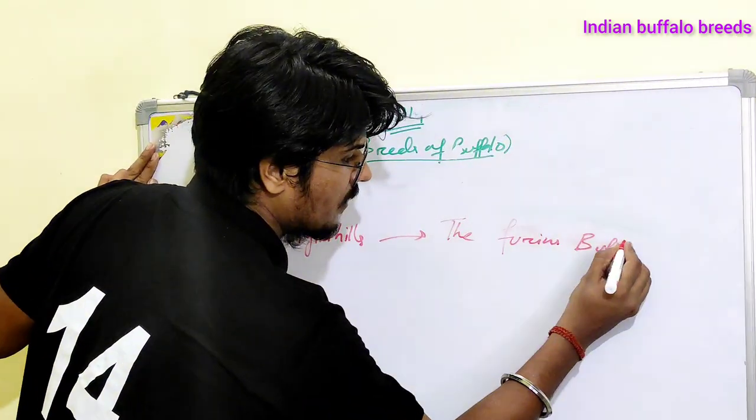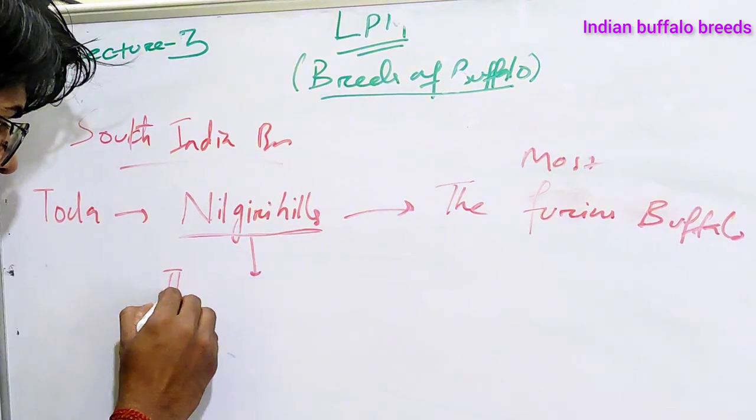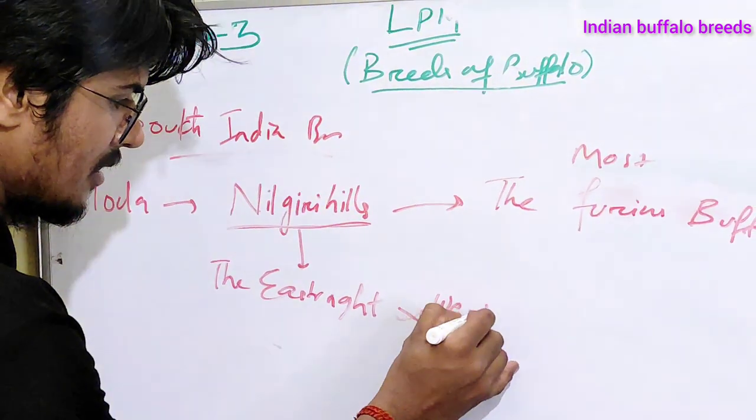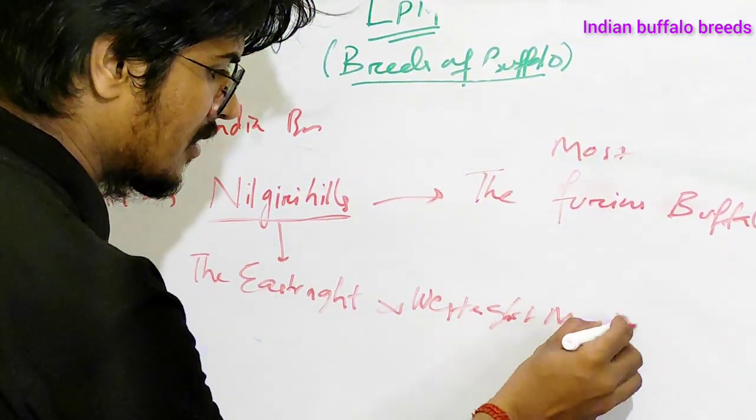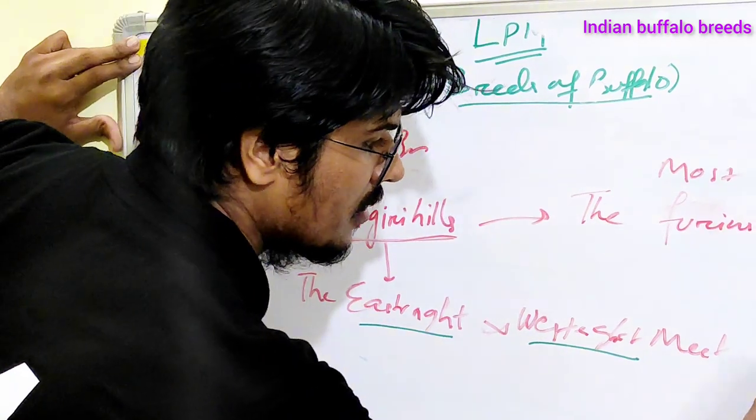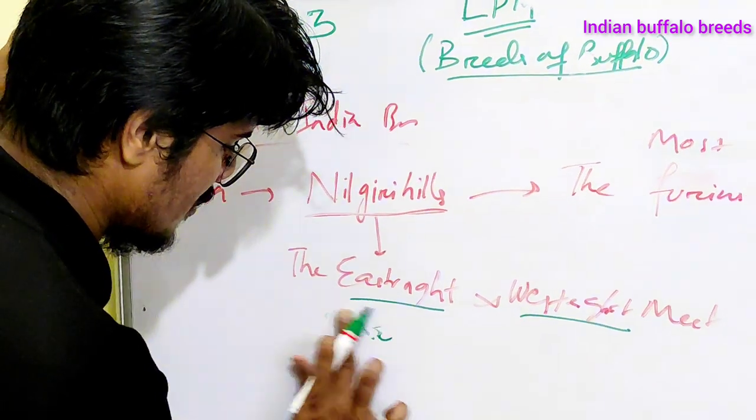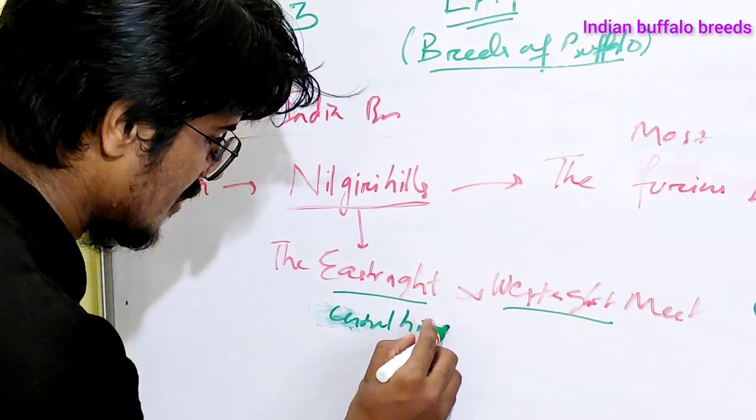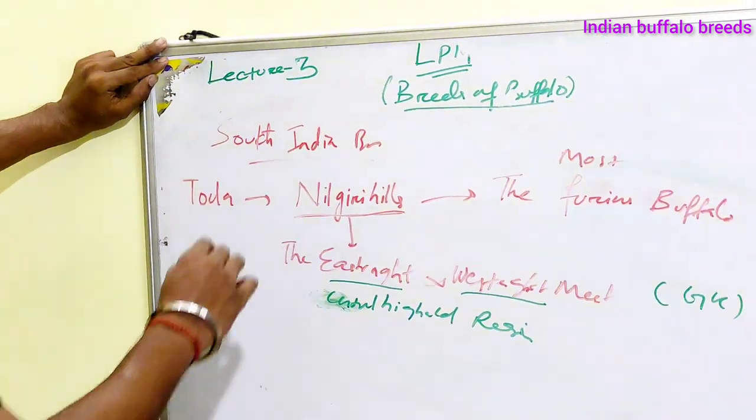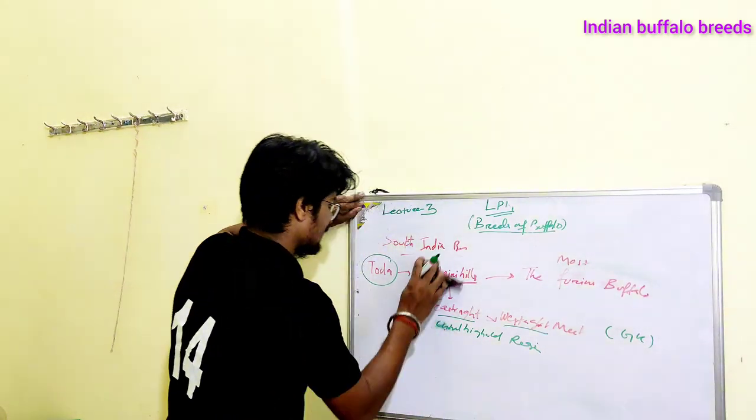The most furious buffalo. Nilgiri Hills, where the Eastern Ghat and Western Ghat meet. Okay, for general knowledge purpose, GK. The Central Highland region, where the Eastern Ghat and the Western Ghat meet, that region is called Nilgiri Hills, which is the breeding tract of this Toda from the South India breed of buffalo. Okay.